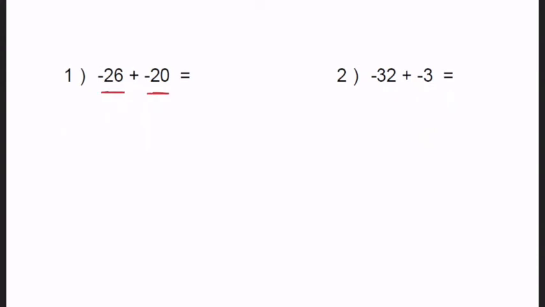They're both negative, so if they're both negative, all I do is add. So I get 46, and it's a negative 46. Okay, next one. Again, they're both negative, so I add, so I get 35, and they're both negative, so it's going to be negative.